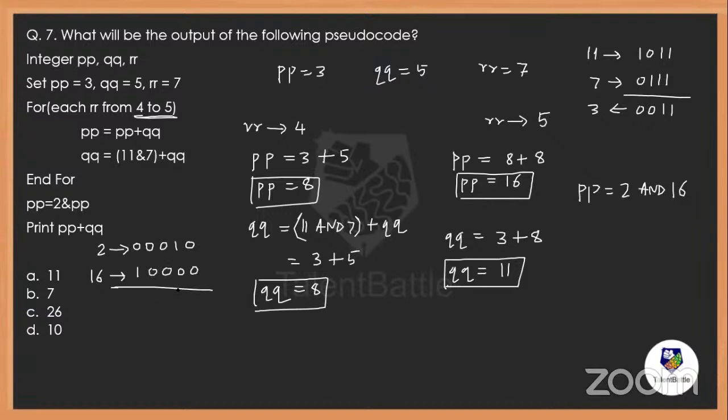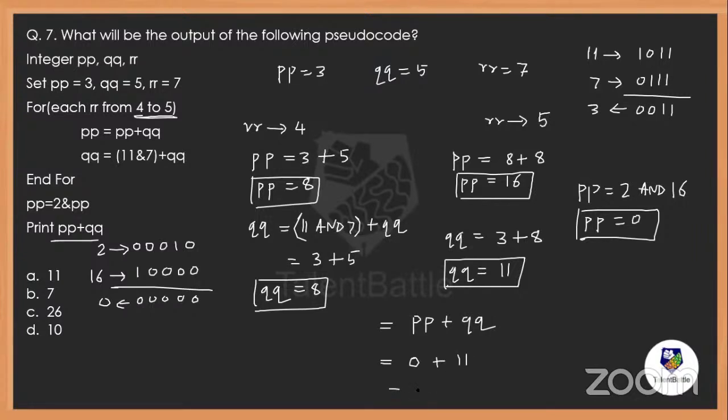And the same operation of bitwise AND. And this is going to give me 0 only for all the cases, because there is no positive input in both the input cases. So this is 0. So 2 and 16 will give me 0. So the updated value of PP will become 0 here. After that, they are asking us to print the result PP plus QQ. So PP plus QQ is equals to 0 plus the latest value of QQ, which is 11. So the final answer will be 11, option A.